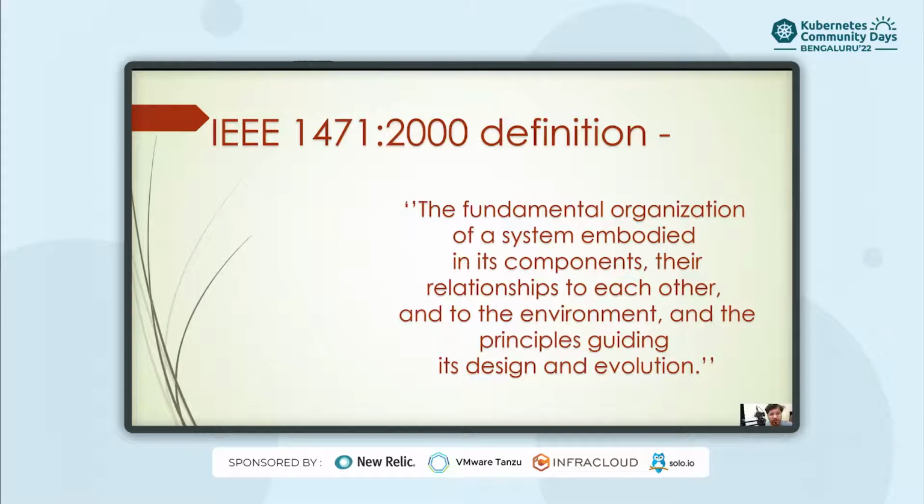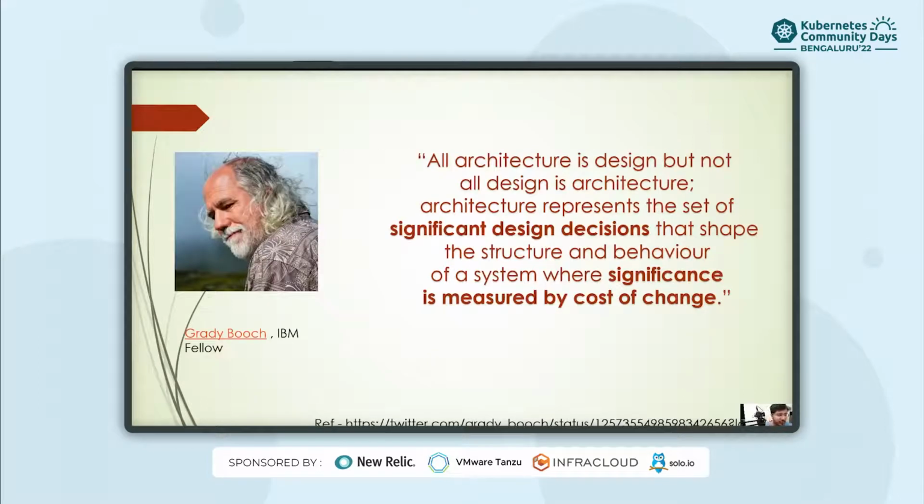This is a very complicated definition of architecture: the fundamental organization of a system, its relationship to each other. But this is not consumable. This is a kind of definition that is good for IEEE, but it's not good to consume, right? Here is another definition, a little better. Grady Booch defines architecture as a set of significant design decisions that shape the structure and behavior of a system, where significance is measured by cost of change. Again, this is much better than the IEEE one, but still not good enough.